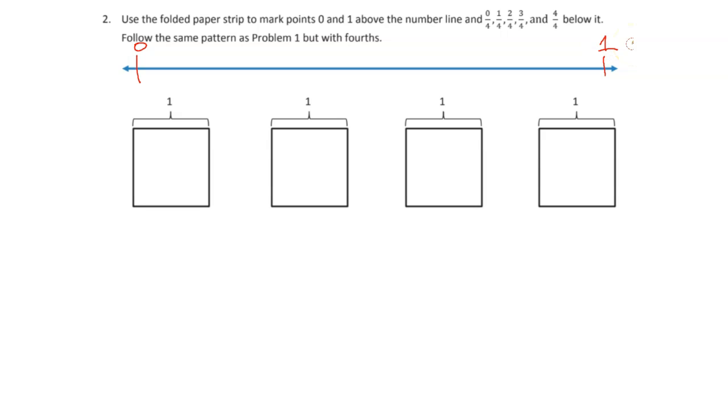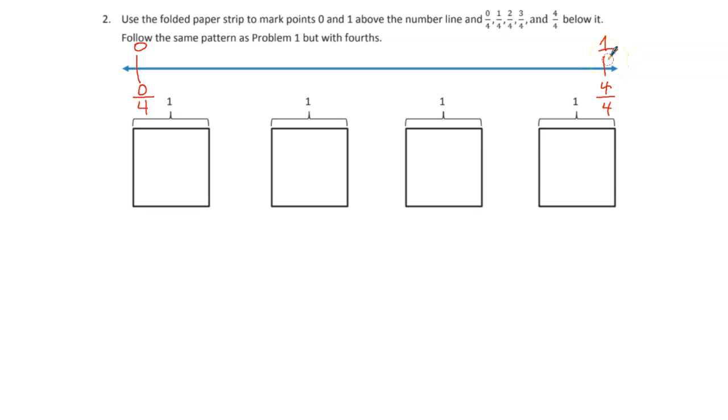All right. Now we're going to plot our fractions. We know 0/4 will be here. And we know that 4/4 is equal to a whole. Super important that you remember any number over itself is equal to 1. So 4/4 is equal to 1.